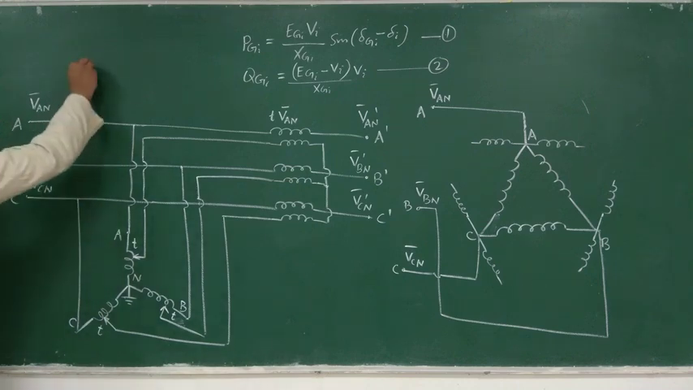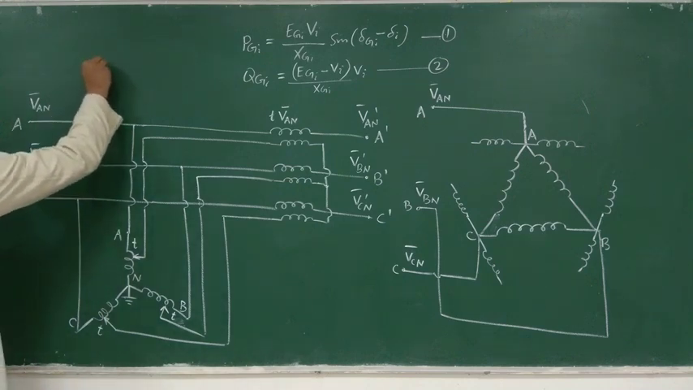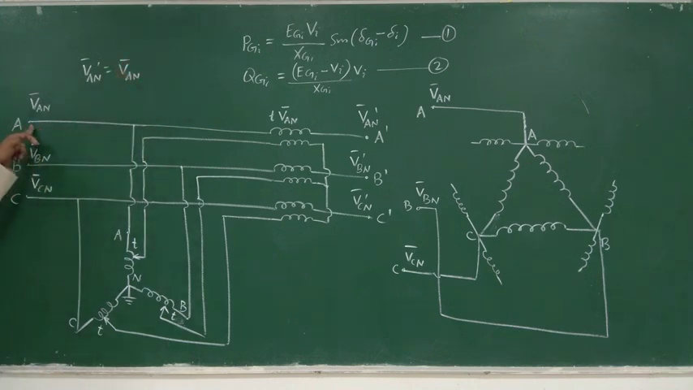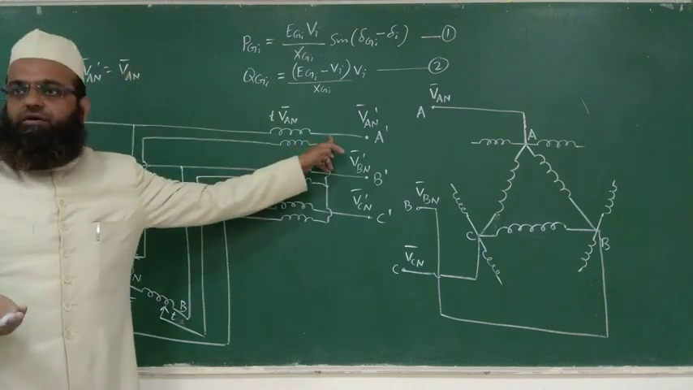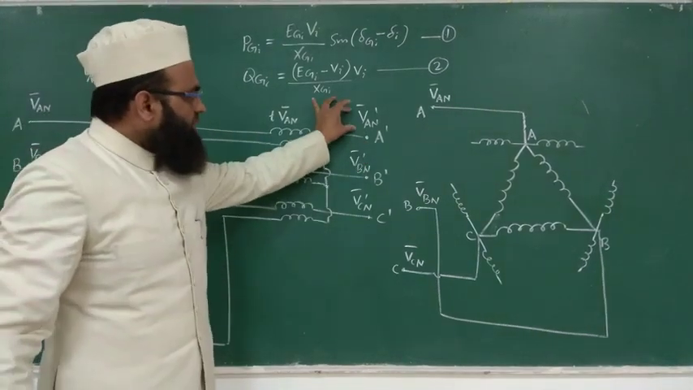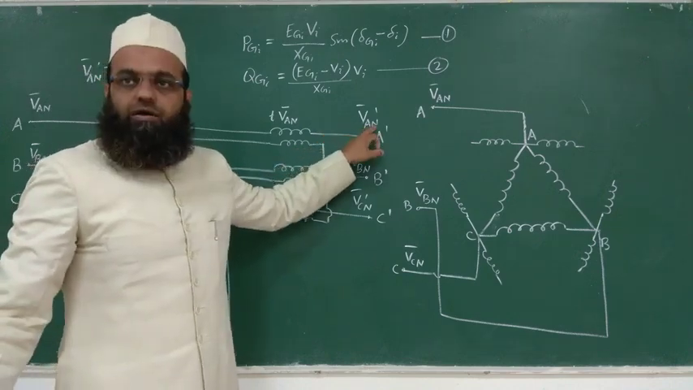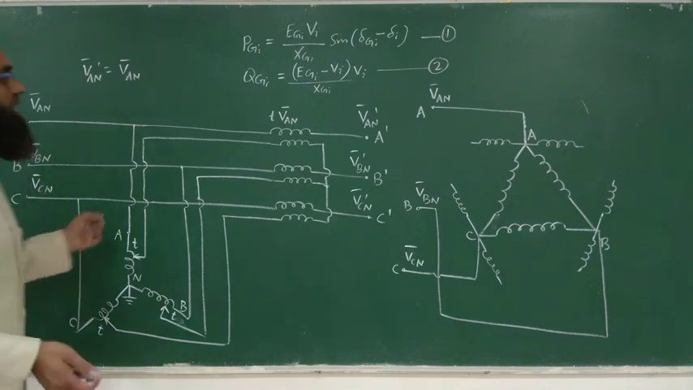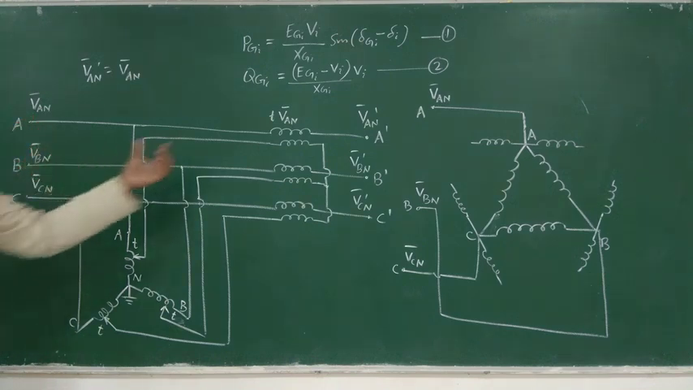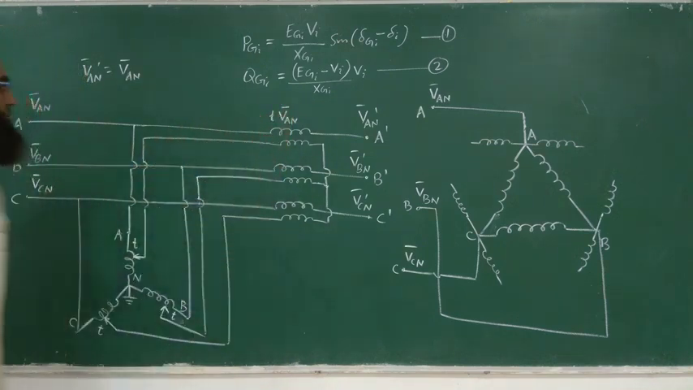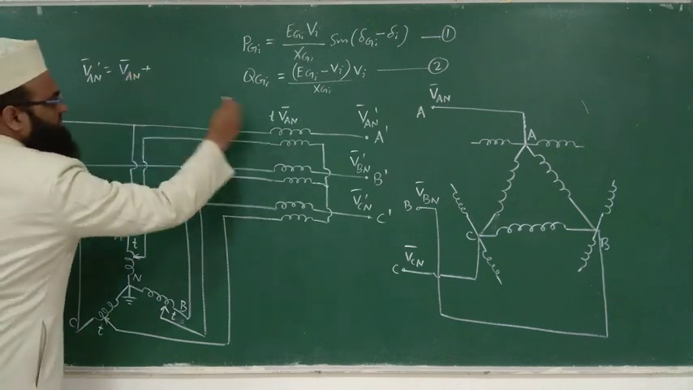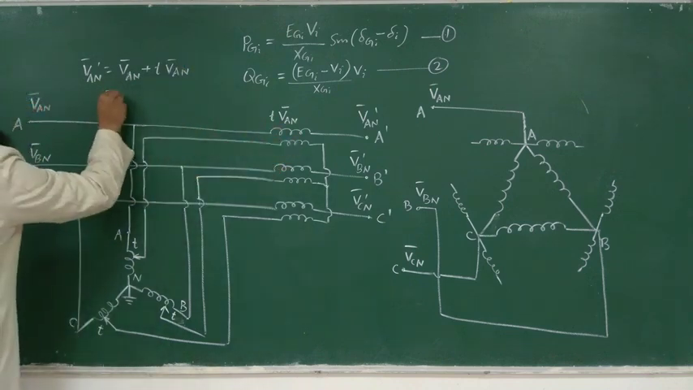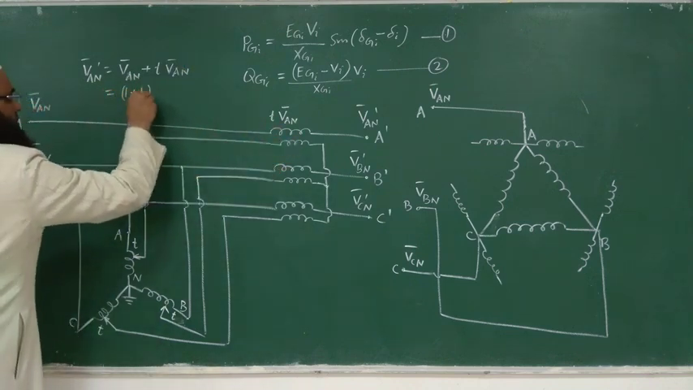So we may write this VAN dash equal to VAN potential here plus rise in potential will be potential here. This is the drop between this point and neutral. VAN is drop between this point and neutral. So neutral is common. So basically potential here will be potential at this point plus rise in the potential, is not it? So we may write this plus this is T times VAN, is not it? So we may write 1 plus T VAN.